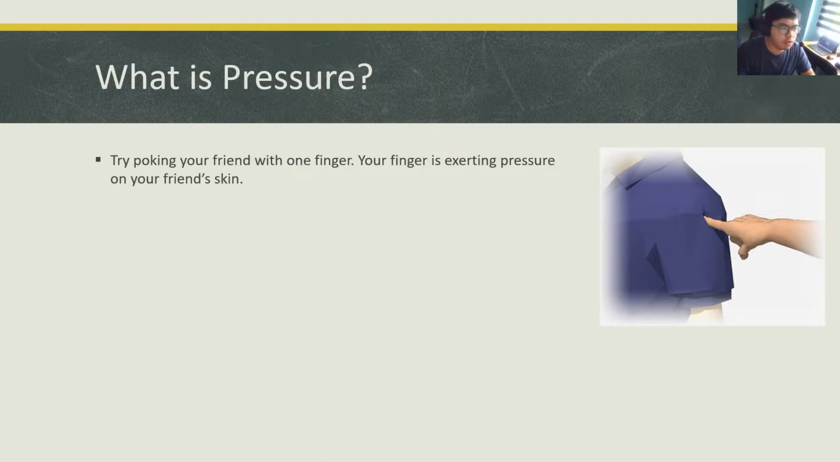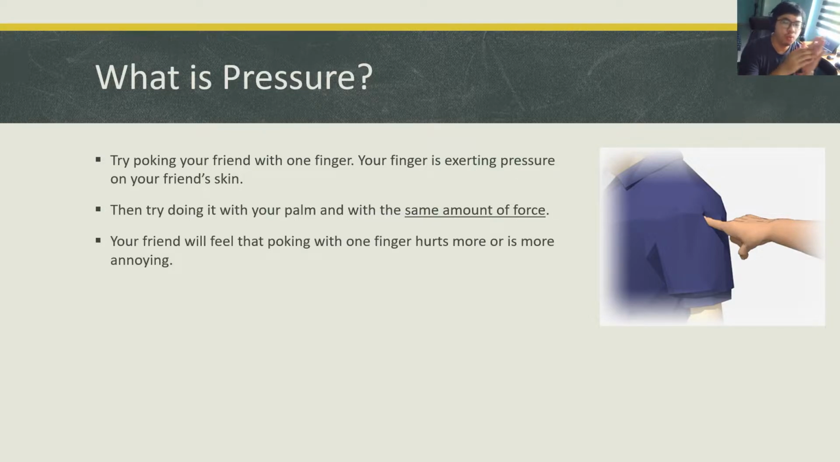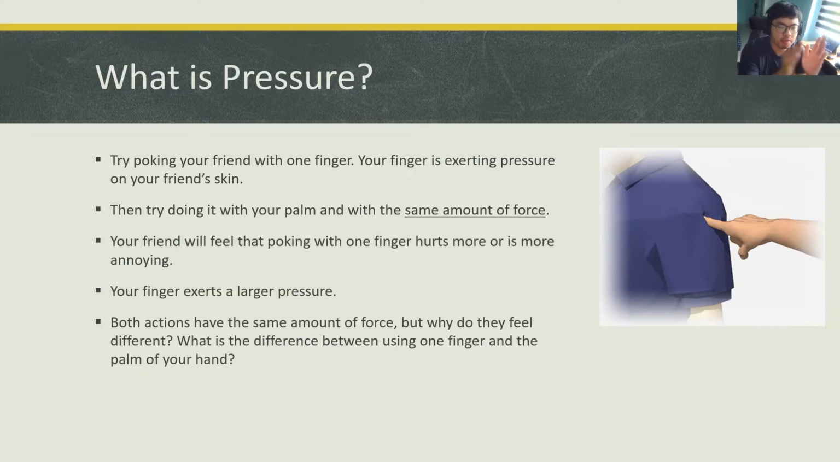So try poking your friend with one finger or try poking your own body with one finger. When you are doing this, your finger is exerting pressure to your friend's skin or to the skin. And then try doing the same thing, but now instead of using your finger to poke, you use your palm, but you do it with the same amount of force. So which one hurts more? Or which one is more annoying? So your friend will feel that poking with one finger hurts more or is more annoying. That means poking with one finger exerts a larger amount of pressure because you can feel the hurt when compared to the palm. So the palm doesn't hurt so much, doesn't exert a lot of pressure.